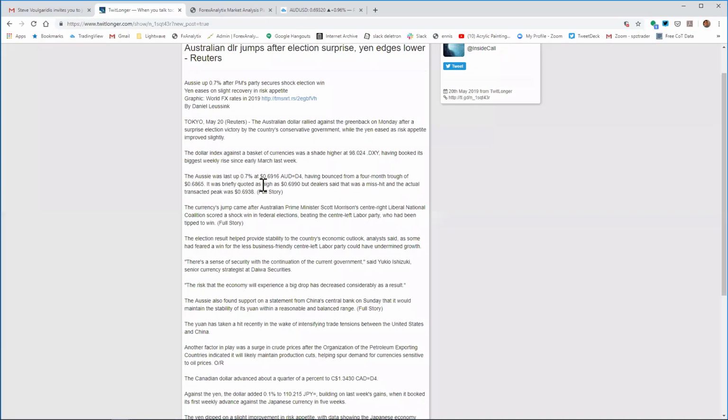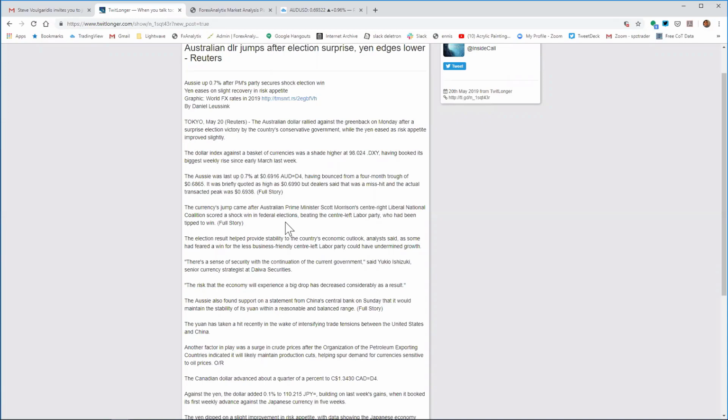The Aussie was up 0.7 at 69.16, having bounced back from a 4-month trough of 68.65. It briefly was quoted as high as 69.90, but dealers said it was a mishit at the actual transacted peak. The currency jumped after Australian Prime Minister Scott Morrison's center-right Liberal National Coalition scored a shock win in federal elections, beating the center-left Labor Party, who had been tipped to win.